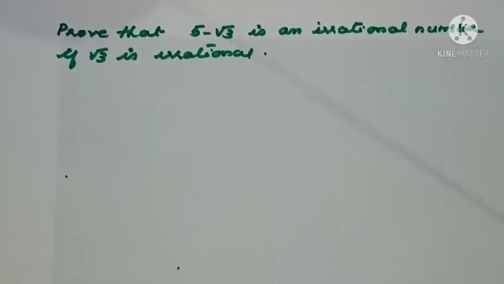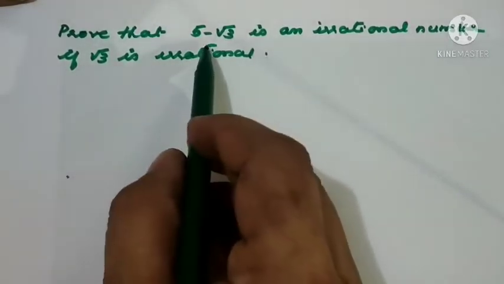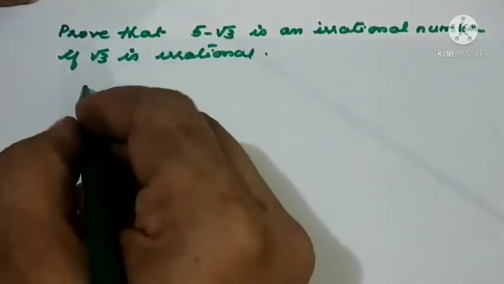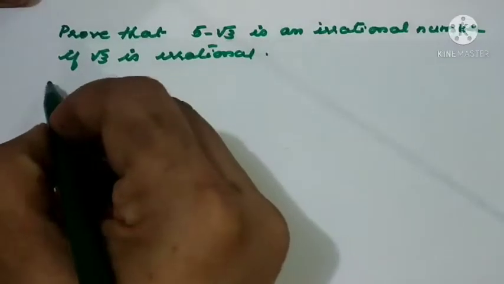Good morning, children. The next part we are going to deal with is the same concept, proof by contradiction, but some questions are different here. Prove that 5 minus root 3 is an irrational number if root 3 is irrational. So it is already given that root 3 is irrational, and we have to prove only for 5 minus root 3. So as usual we have to take for the solution.